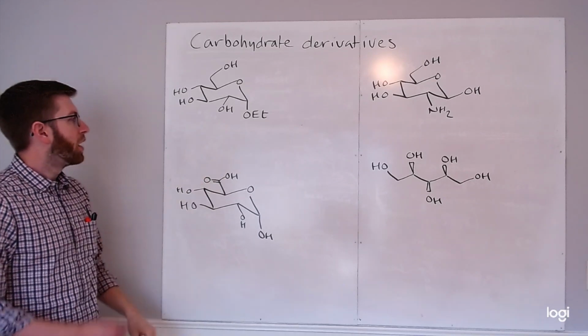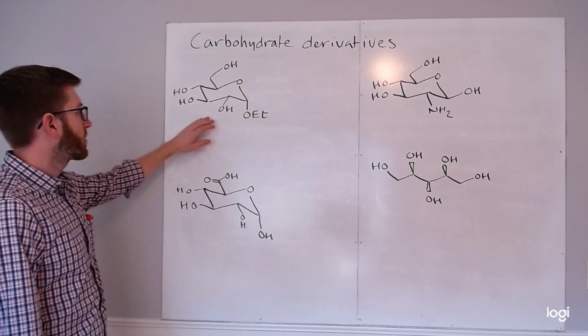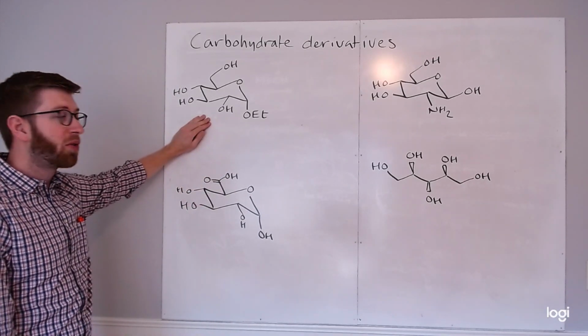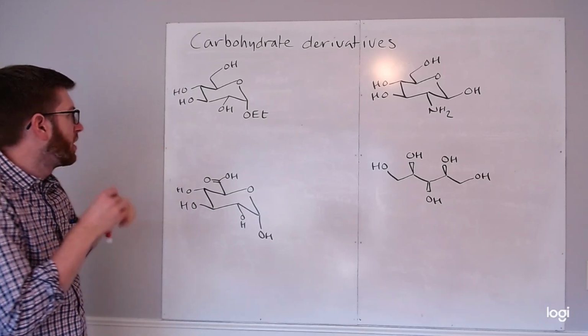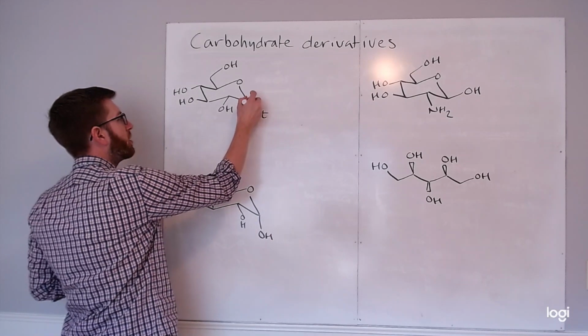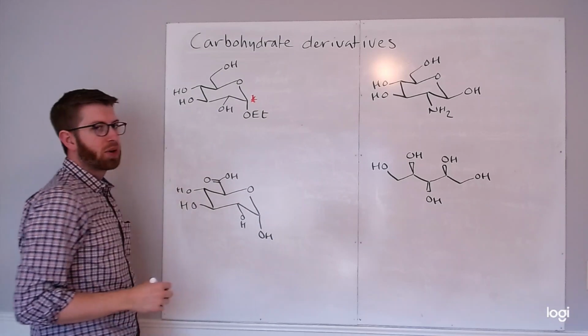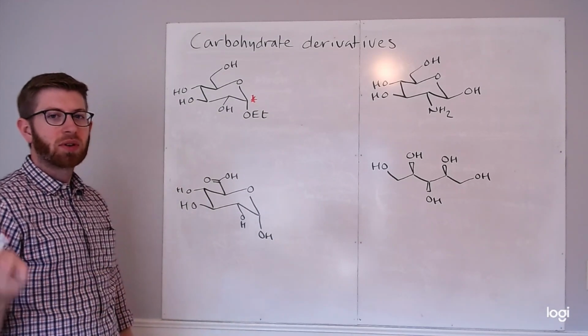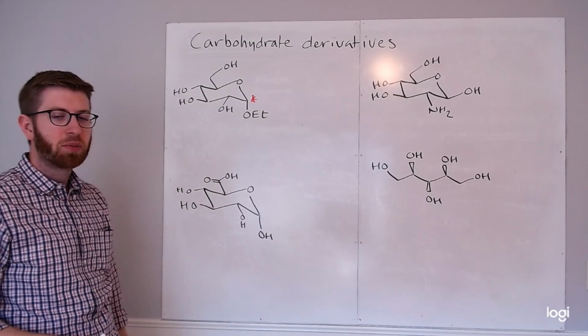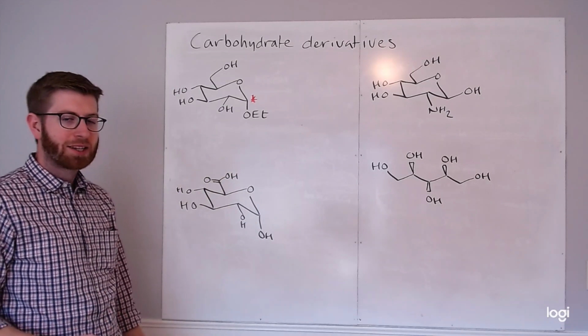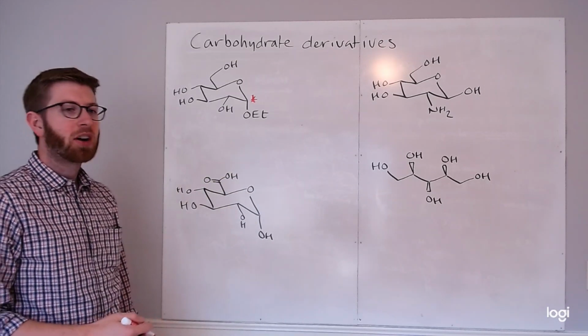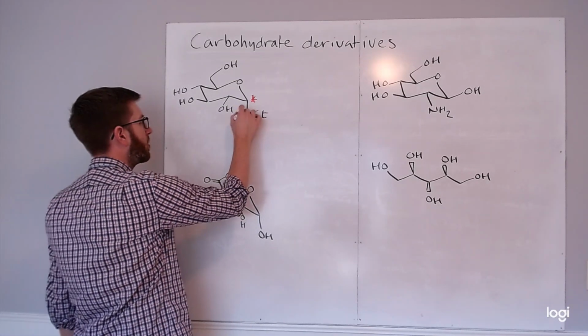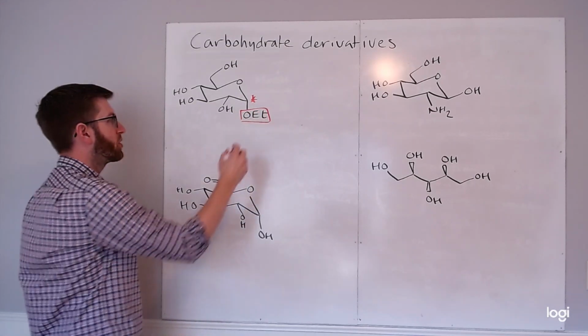So just for continuity's sake, we'll start with this thing that looks maybe a little bit more familiar to us. And we know that what we did was we substituted an OH group for some kind of an alkoxy group. In the previous section, it was a methoxy group. In this section, it's an ethoxy group. But we did this at the anomeric carbon. So this group we formed via anomeric substitution.